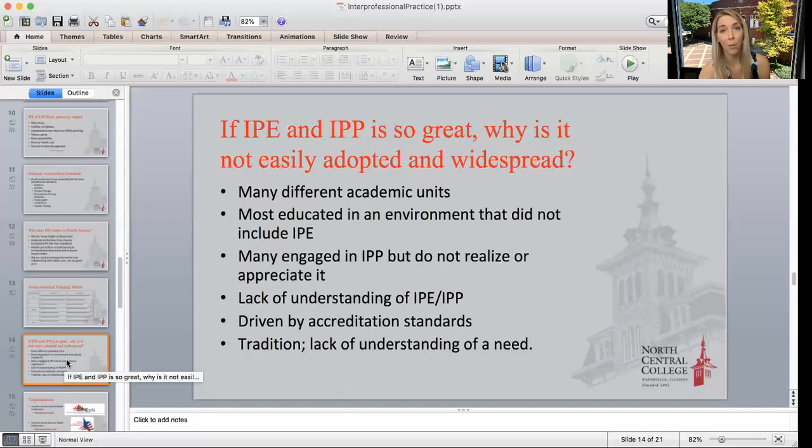Traditionally, like I said, even 30 years ago, which is not that long ago when we think of the history of medicine and health programs, there was a lack of understanding of a need for interprofessional education. So before 1990, there was no talk of interprofessional education in graduate healthcare programs. So it's still a relatively new concept, and because of that, it's not as widespread, not as easily adopted. We still see some hurdles.